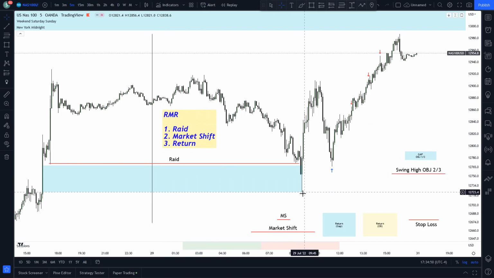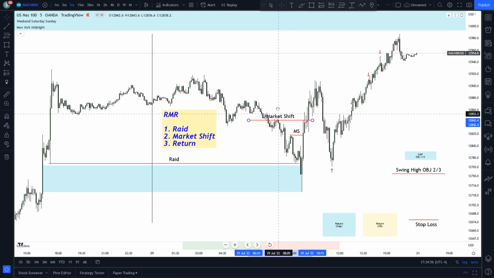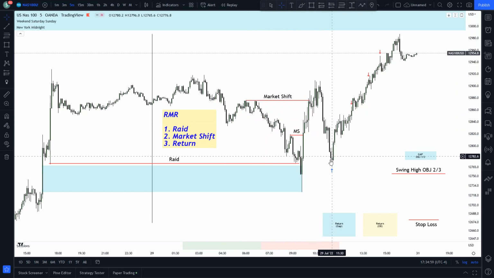So after this bearish raid, we look for a bullish structure shift. So as it starts breaking swing highs, such as this swing high here and this swing high up here, we call that a market structure shift.